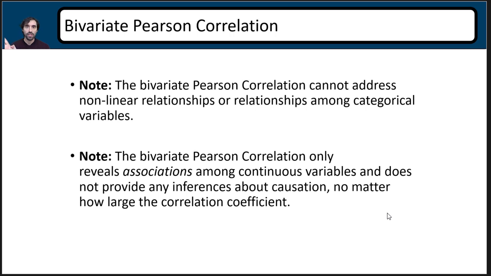Okay, but that gives you an idea of the way that you can assess things. There are no categories to put into boxes. So the bivariate Pearson correlation looks at this as an association among these continuous variables. And they don't necessarily provide an inference about causation, no matter how large it is.